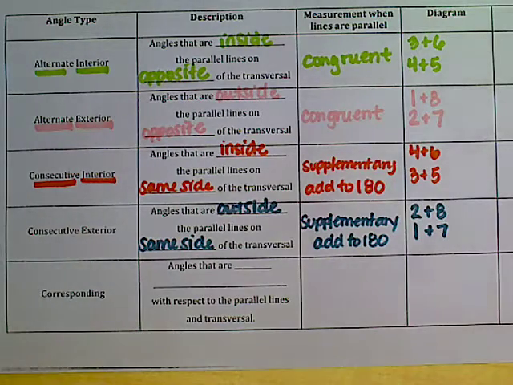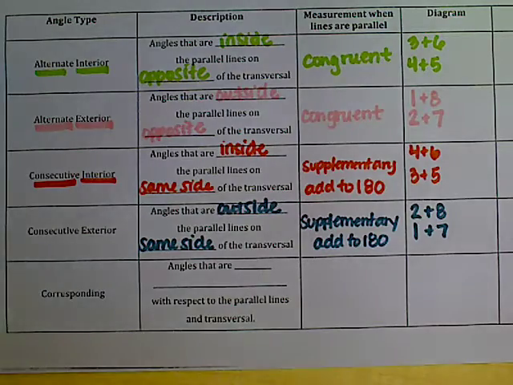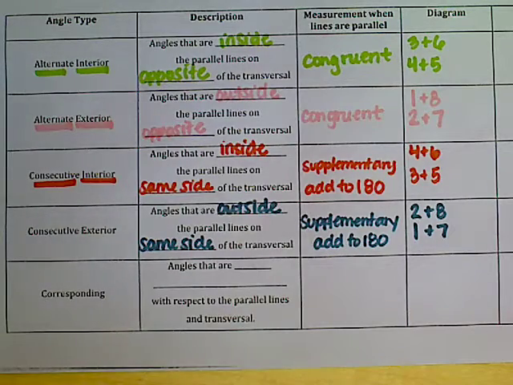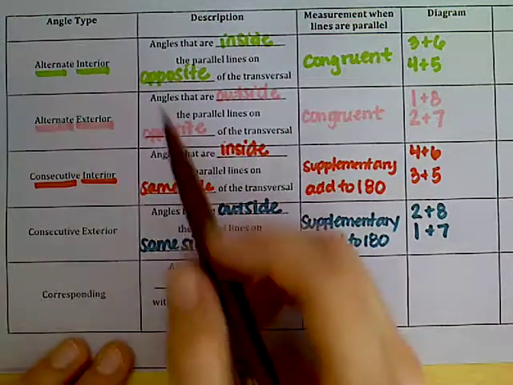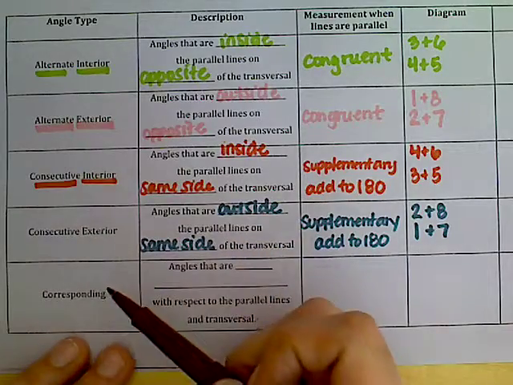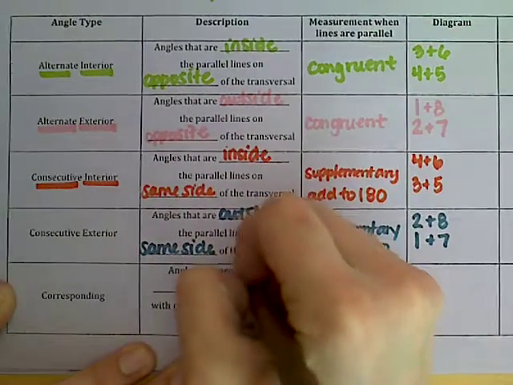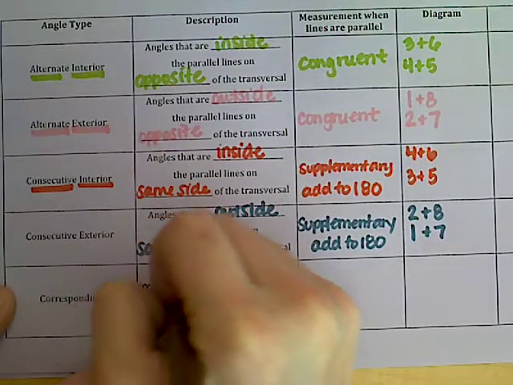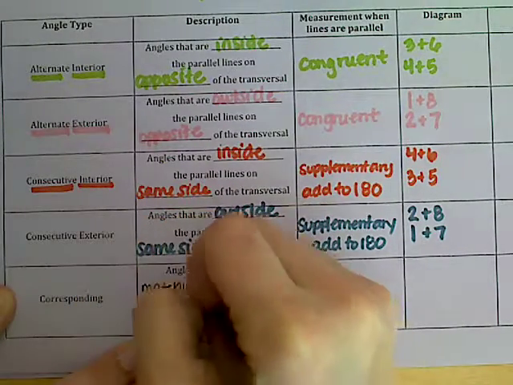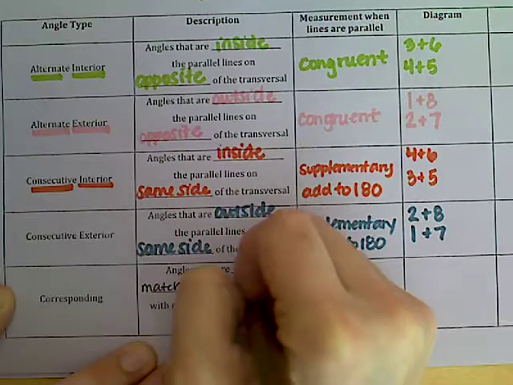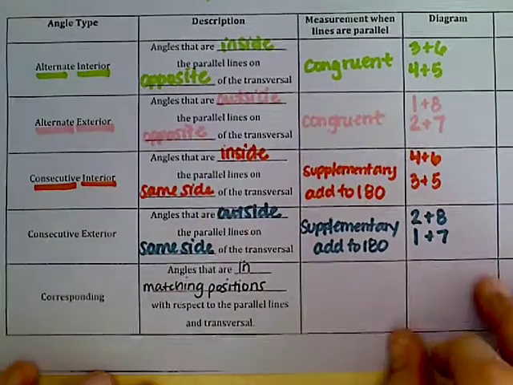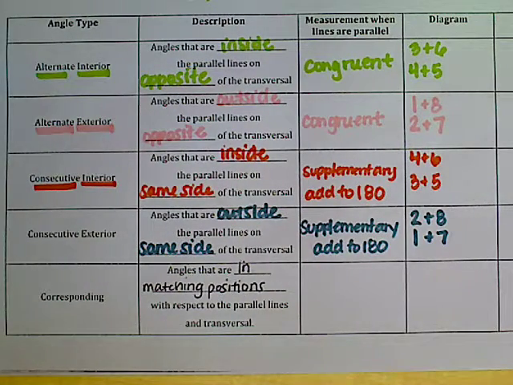All right, very last one is corresponding angles. Corresponding are the ones that are kind of unlike the others, because you can notice these all have the same kind of themes. Corresponding is different. So corresponding angles are angles that are in matching positions with respect to the parallel lines and transversals. So what that means is they have to be in the same position when you look at the parallel lines and you look at the transversal.